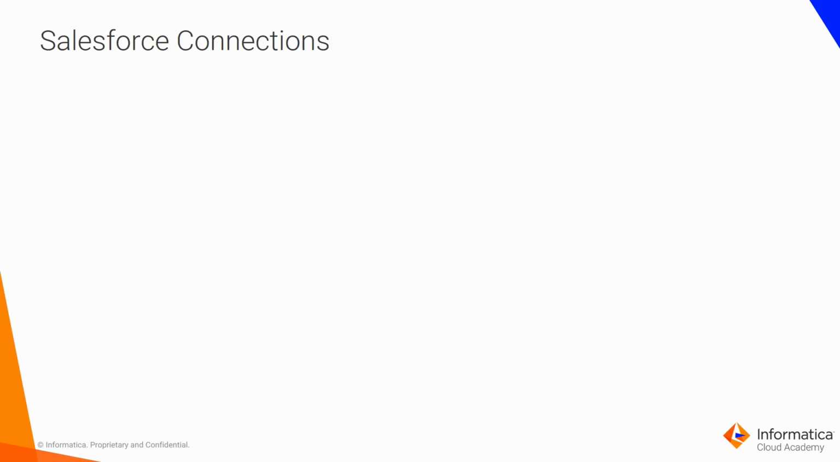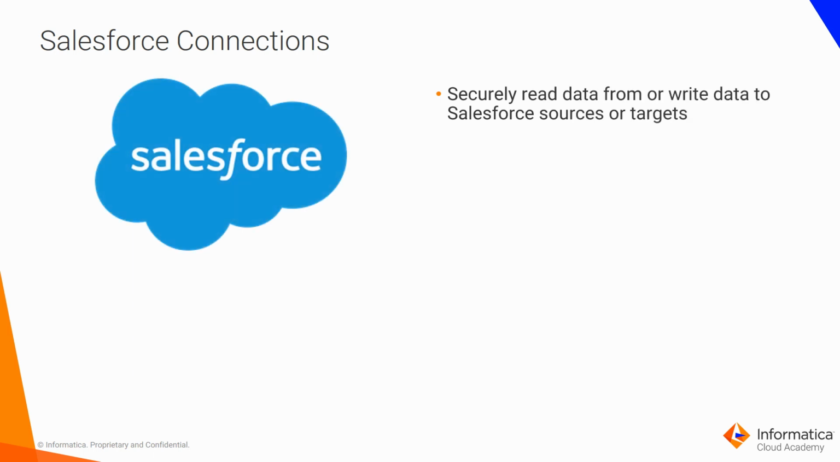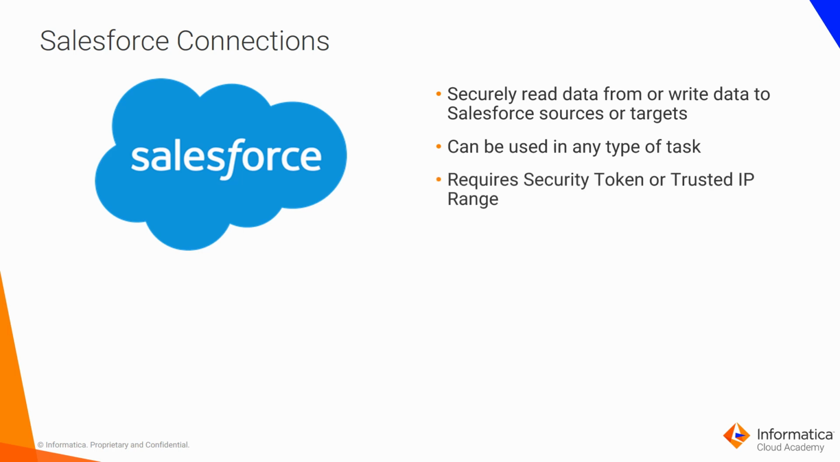Salesforce connections allow you to securely read data from or write data to Salesforce sources or targets. You can use Salesforce connections in any type of Informatica Cloud task. To access Salesforce, we access via API. So Salesforce puts into place an extra layer of security in terms of accessing via their API. So you would have to either have a security token or you could add the Informatica Cloud server, as well as any machines running the agent, as trusted IP ranges in your Salesforce account.